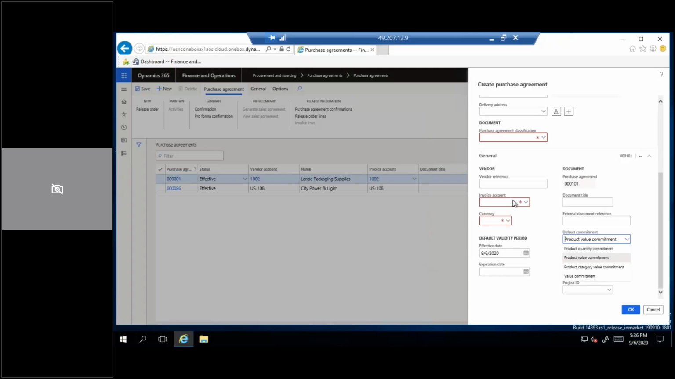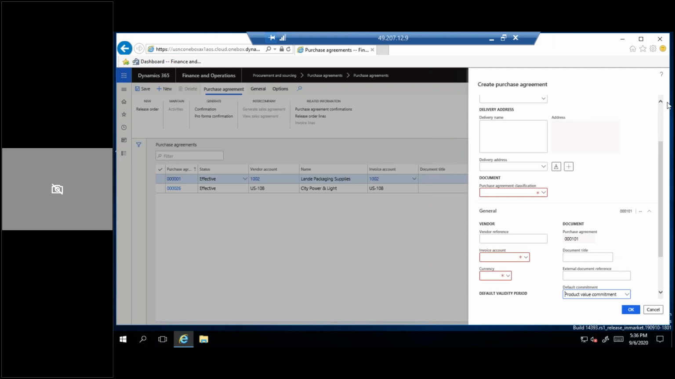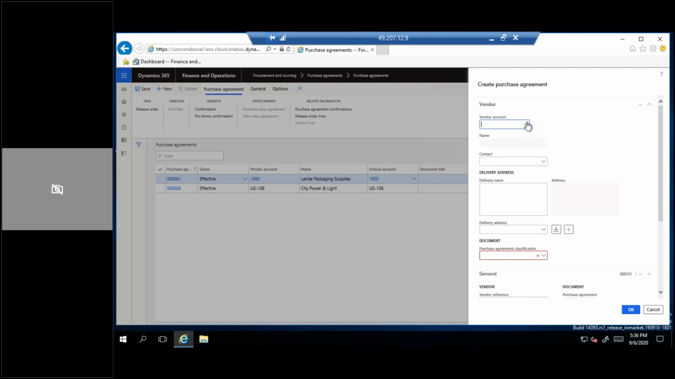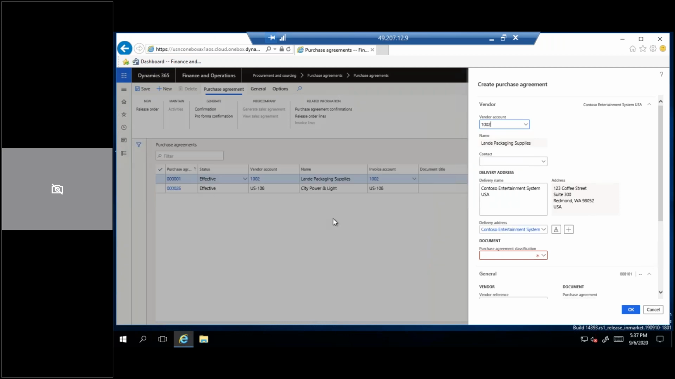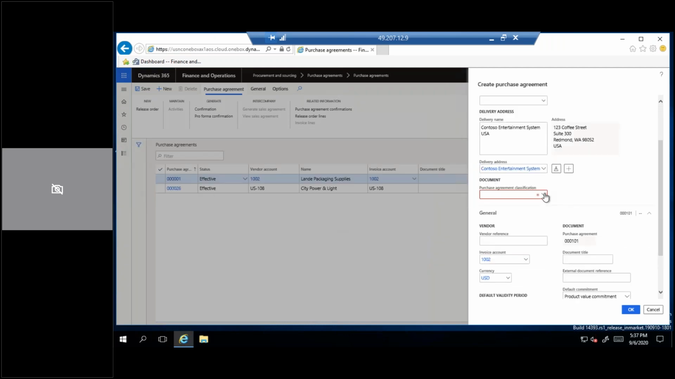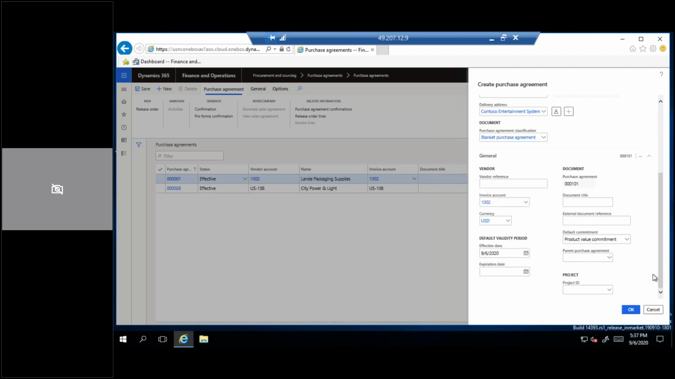Product category value commitment. Okay, I'm creating one purchase agreement, selecting the vendor. I'm selecting vendor 1002, and here you can configure this as per your reporting purpose. This is not much intelligence, it is only for reporting purpose. Purchase agreement classifications. So now here we need to select product category value commitment.